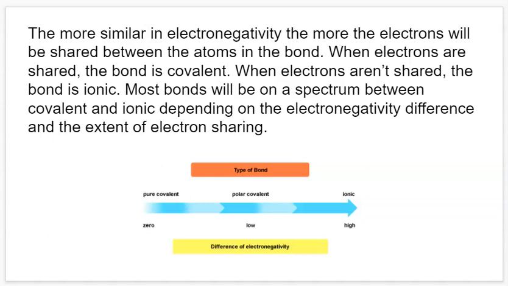And these are like two ends of a spectrum. So pure covalent is when there's no electronegativity difference and the electrons are shared completely between them. And then ionic is when there's a high electronegativity difference and electrons are completely transferred from one atom to the other. But most bonds are going to be somewhere on this spectrum. Not everything is going to be pure covalent or ionic. There's a lot of stuff in between in this sort of polar covalent realm. And I'll talk about that in a moment.